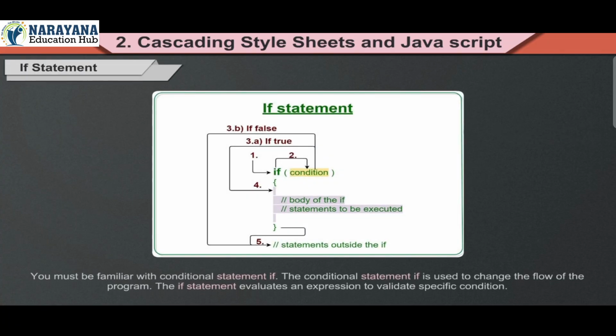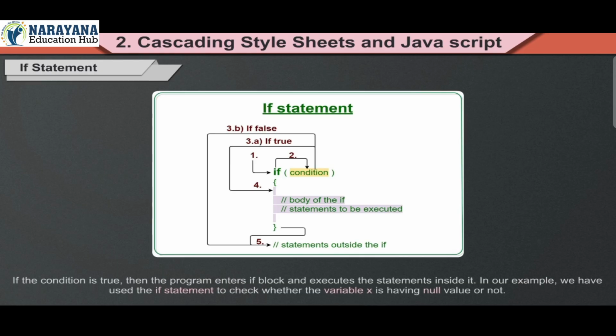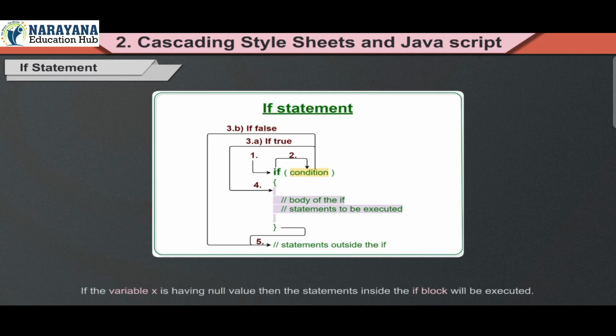If statement. You must be familiar with the conditional statement if. The conditional statement if is used to change the flow of the program. The if statement evaluates an expression to validate a specific condition. If the condition is true, then the program enters the if block and executes the statements inside it. In our example, we have used the if statement to check whether the variable x has a null value or not. If the variable x has a null value, then the statements inside the if block will be executed.